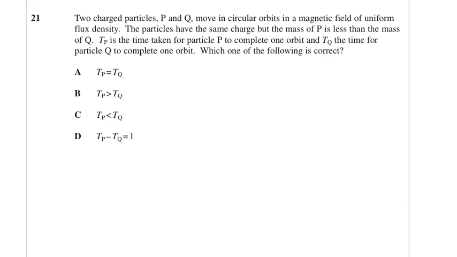Two charged particles P and Q move in circular orbits in a magnetic field of uniform flux density. The particles have the same charge, but the mass of P is less than the mass of Q. T is the time taken for the particle to complete one orbit. Time Q is the time for Q to complete one orbit. Which of the following is correct?